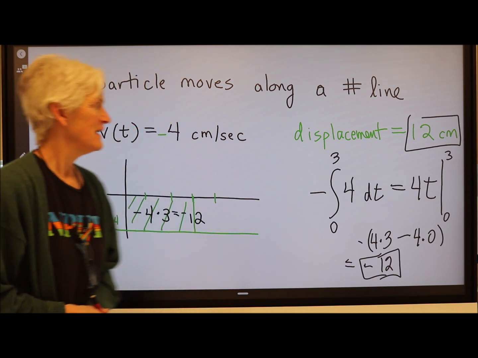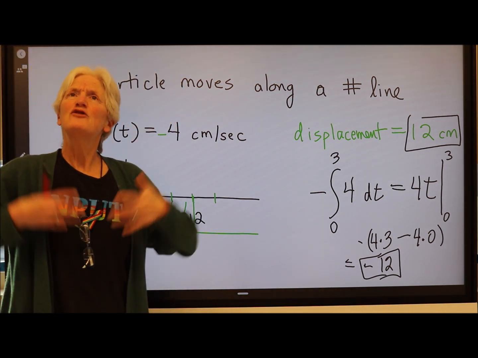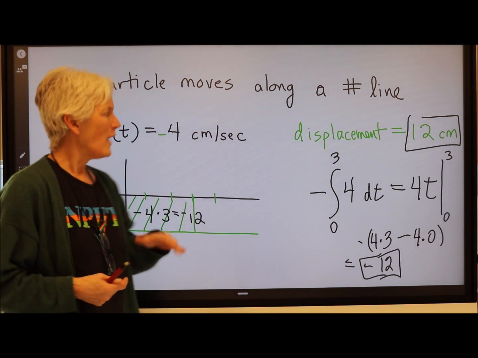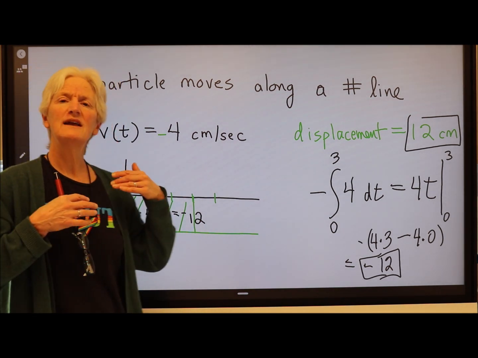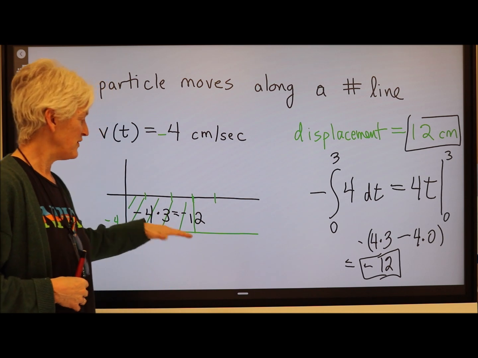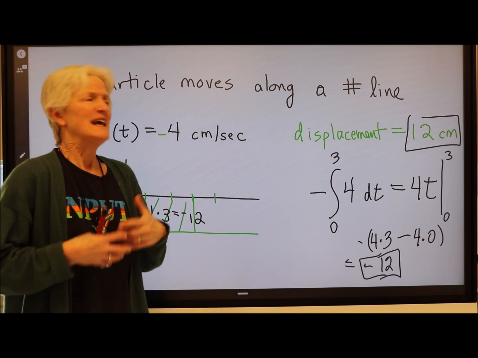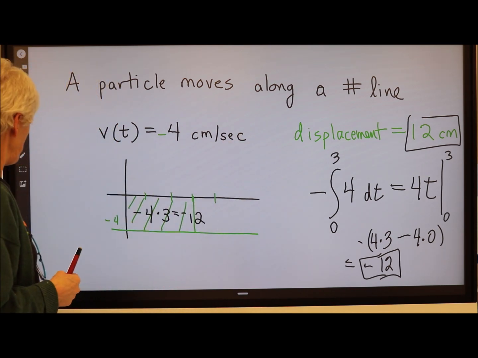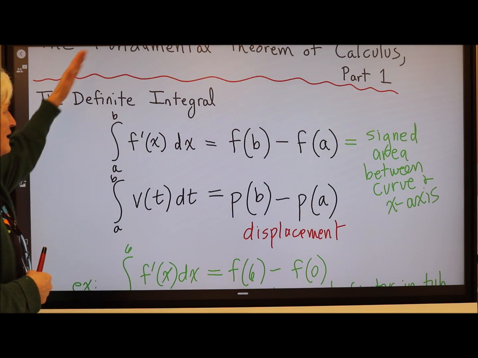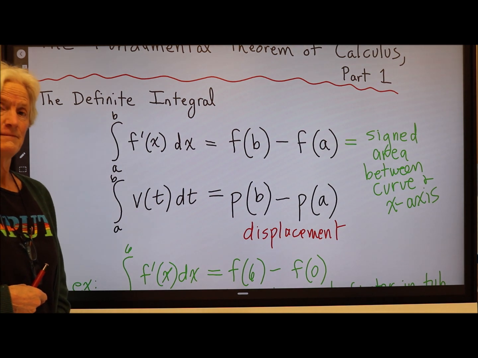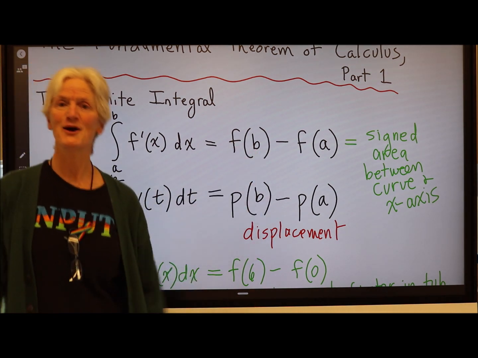I hope this gives you an intuitive sense of why the signed area between the curve and the x-axis gives us our displacement, which then gives us our definite integral. All right, I hope that was helpful.